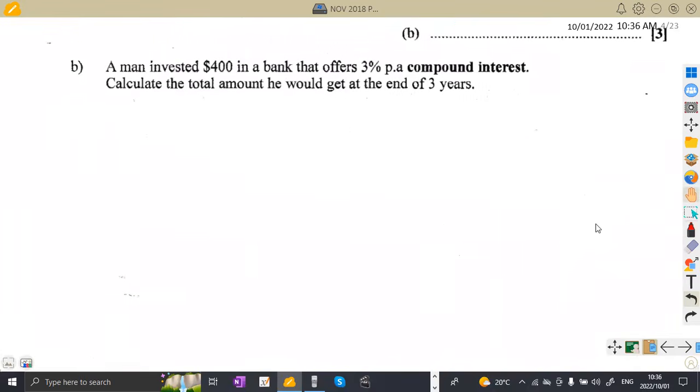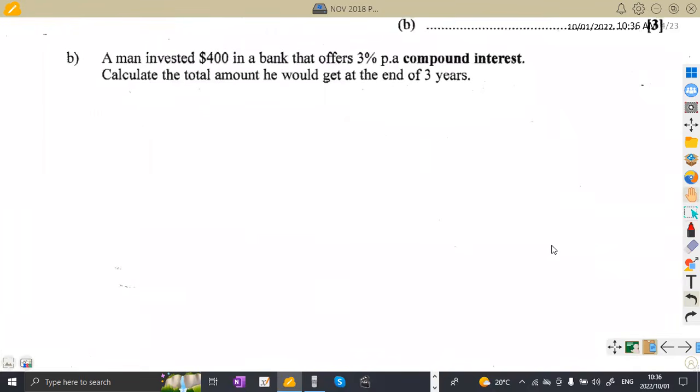B, a man invested $400. Take note of what is happening. A man invested $400 in a bank that offers 3% per annum compound interest. Calculate the total amount you would get at the end of 3 years. So this is compound interest.